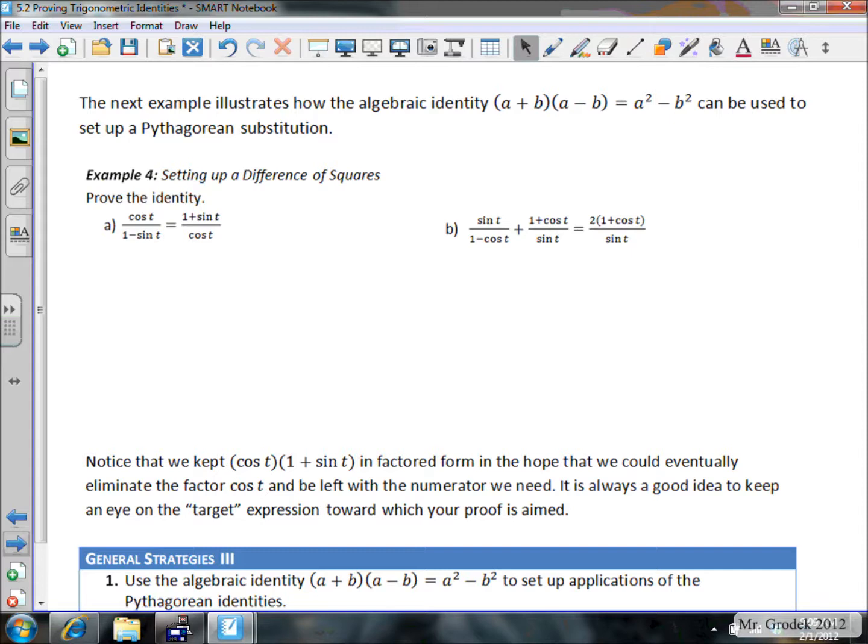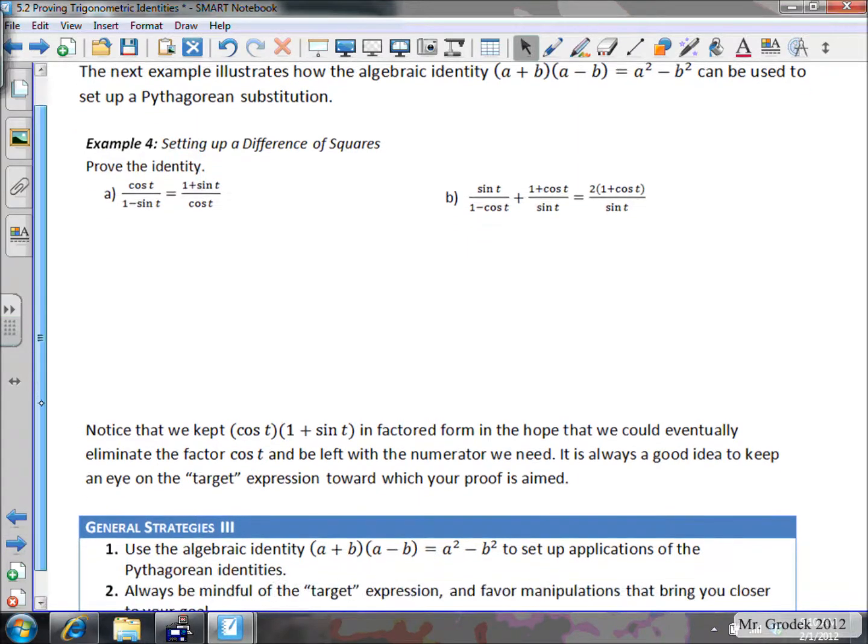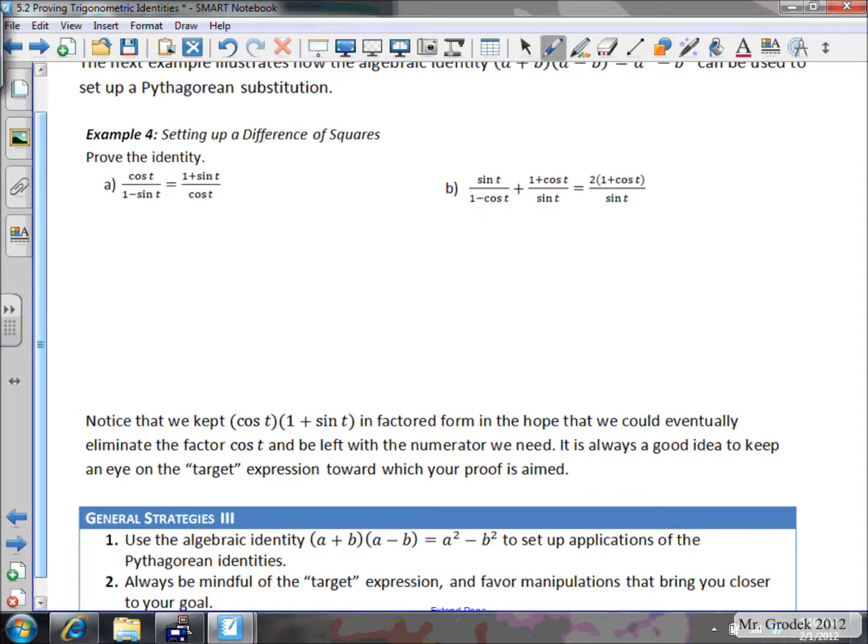Now again, example 4 says cosine of t over 1 minus sine of t is equal to 1 plus sine of t over cosine of t. The left side is more complicated because we have the minus sign in the denominator. So we're going to start with that side. We'll have cosine of t over 1 minus sine of t. We're going to multiply by the conjugate of the denominator, both to the top and the bottom.